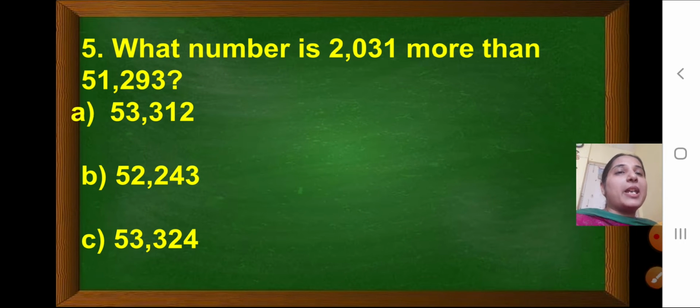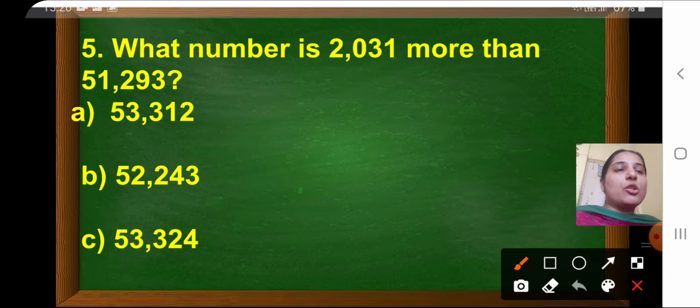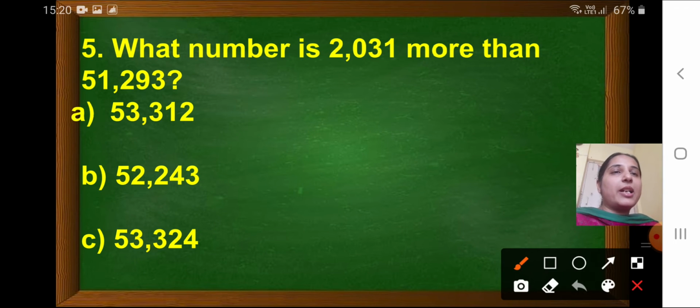What number is 2031 more than 51,293? So more than is being asked. It means we have to, what we have to do here, children? We have to add. Okay. So let's add to get the answer here.